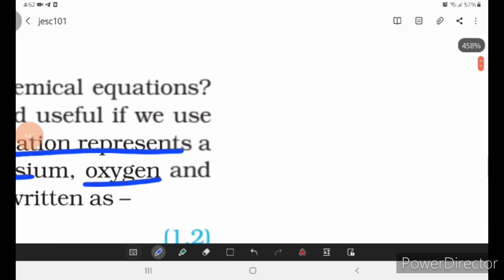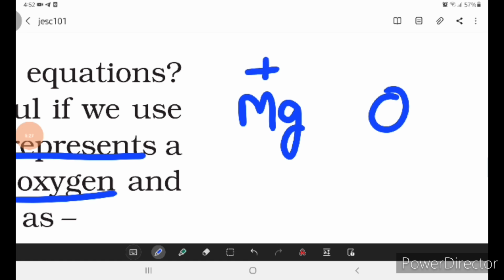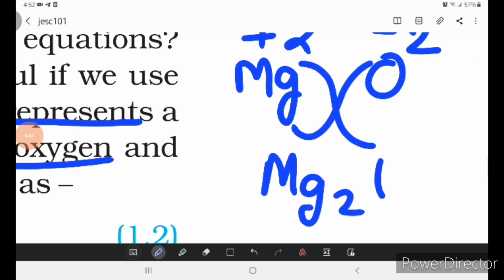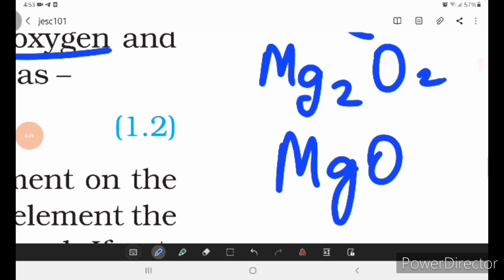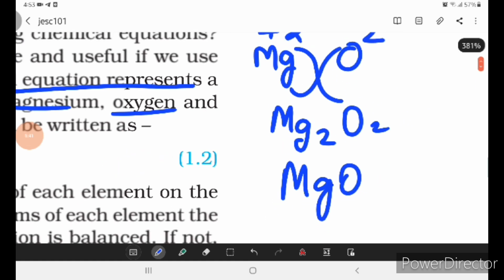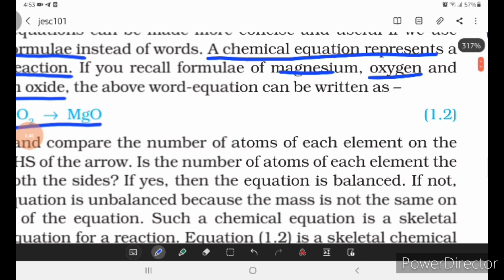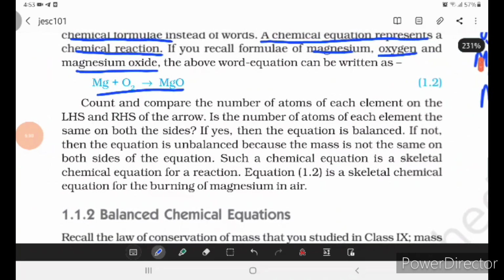So we know that magnesium has +2, oxygen has -2. By using the method of crisscross, we get Mg2O2, which is nothing but MgO. Here is how we get the formula of MgO by using the crisscross method, right? So this is how we got the formula of MgO, that is magnesium oxide.